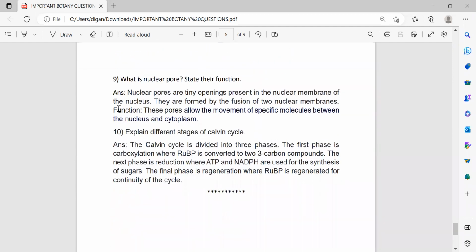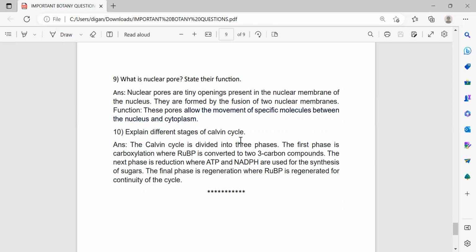What is nucleopore? State their function. Nucleopores are tiny openings present in the nuclear membrane of the nucleus. They are formed by fusion of two nuclear membranes. Function: these pores allow the movement of specific molecules between the nucleus and the cytoplasm.